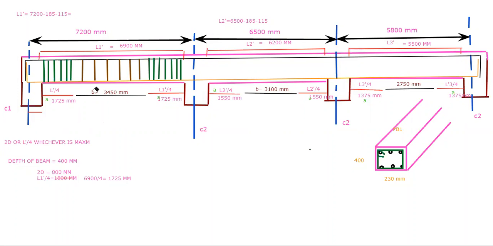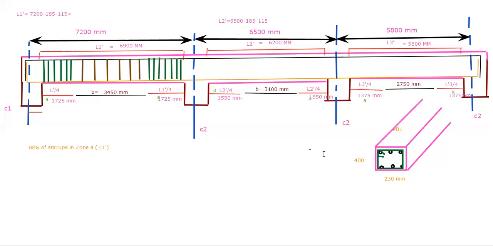Okay, so now I'm going to find out the BBS. First we need to write down the BBS of stirrups in zone A, and this is span length L1 dash. So we are doing the BBS of stirrups of zone A, L dash.